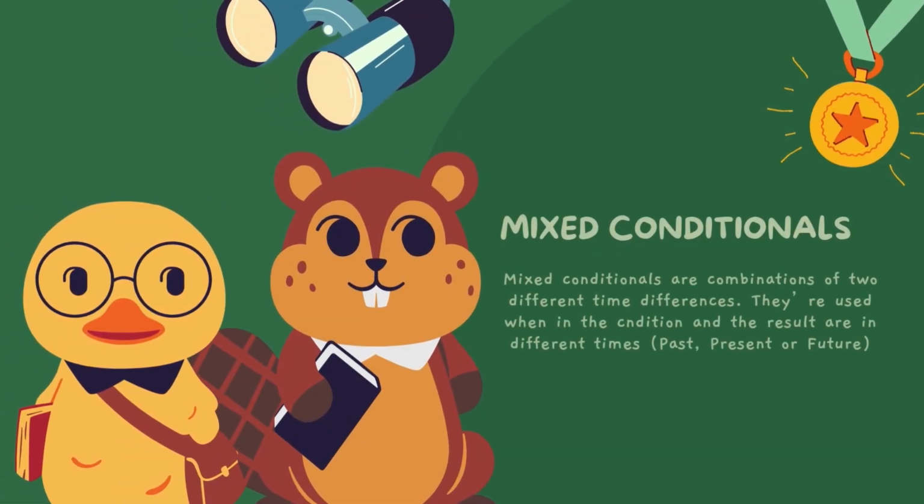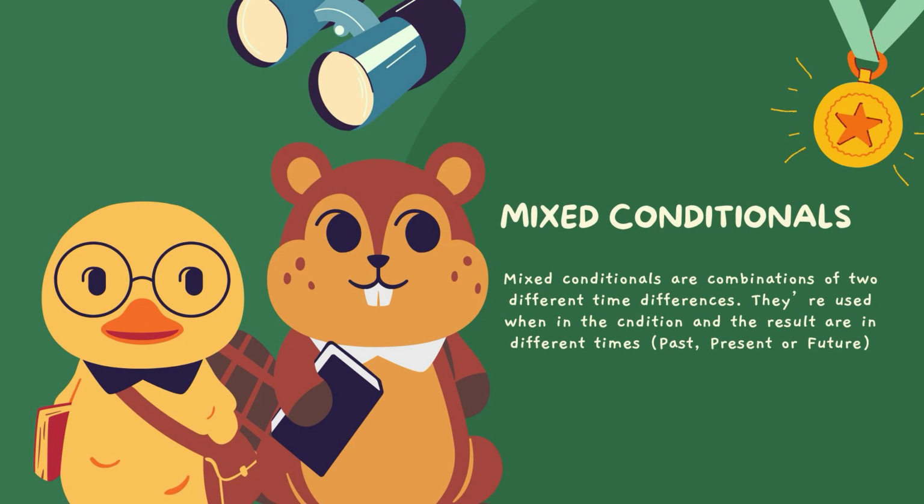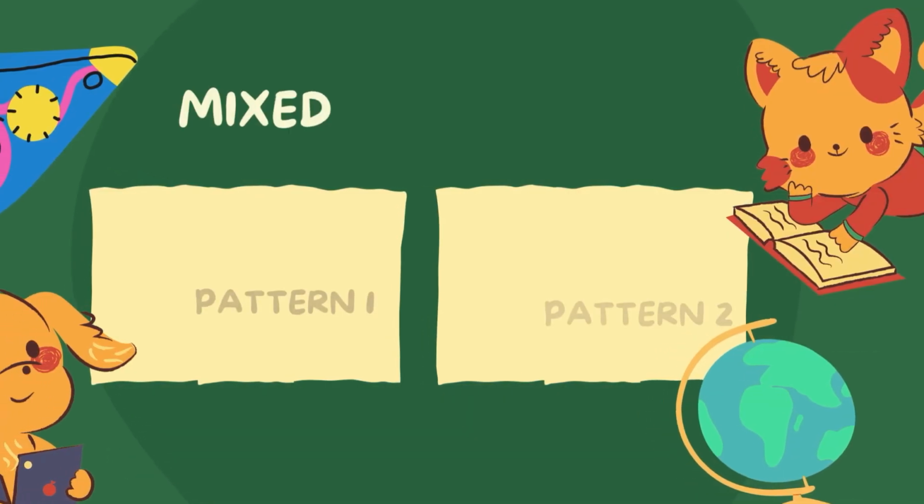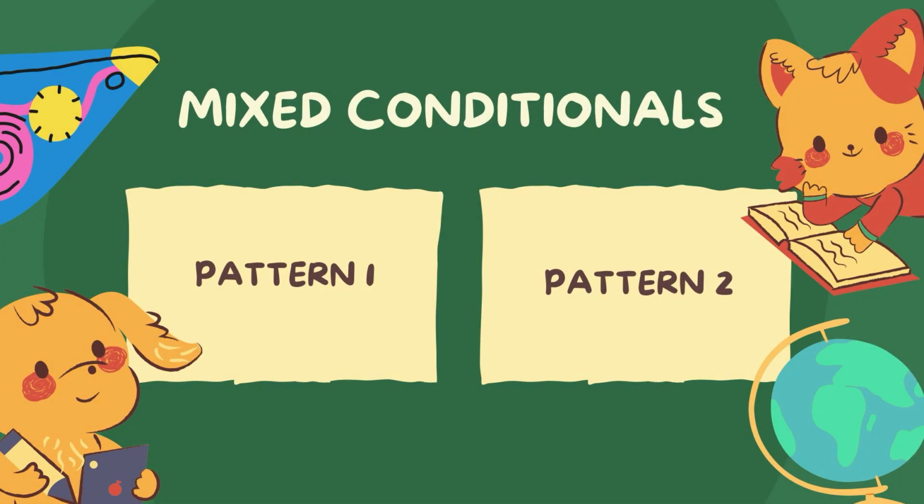The last one we have is mixed conditionals. Mixed conditionals are combinations of two different times. They are used when the condition and the result are in different times, such as past and present or future. Mixed conditionals are divided into two. They are pattern 1 and pattern 2.